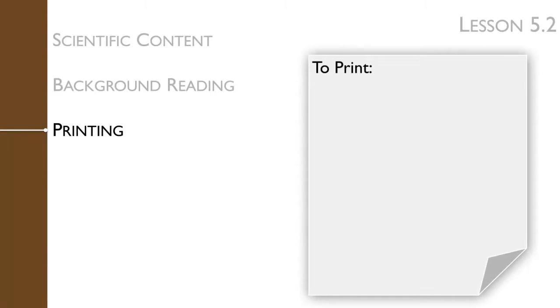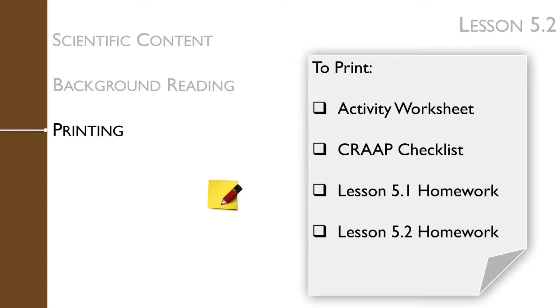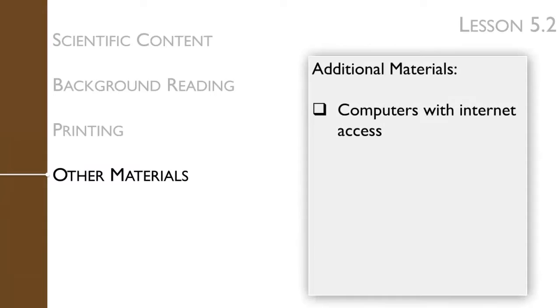For this lesson, you will need to print one activity worksheet list per student, one CRAP checklist per student, one Lesson 5.1 homework worksheet per student, which is found in the Lesson 5.1 materials folder. Note, this homework prepares students for the activity in this lesson, 5.2, so you will want to assign it the day before you plan on teaching Lesson 5.2. And you will need one Lesson 5.2 homework worksheet printed per student. In addition, your class will need to use computers with access to the internet to complete this lesson's in-class activity.